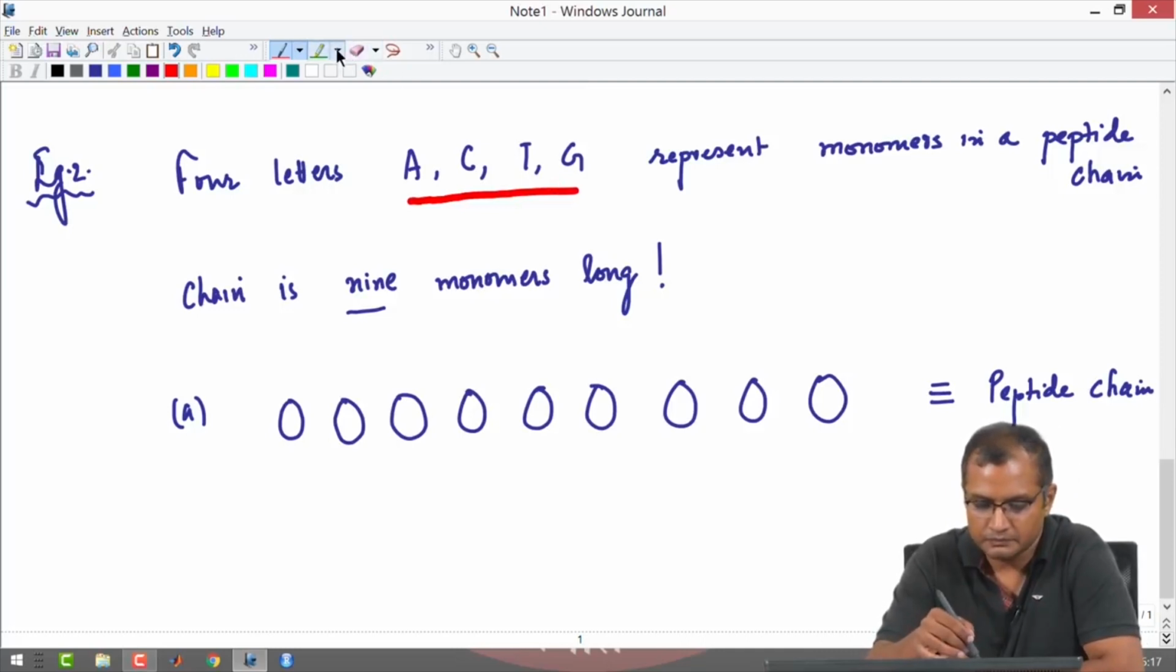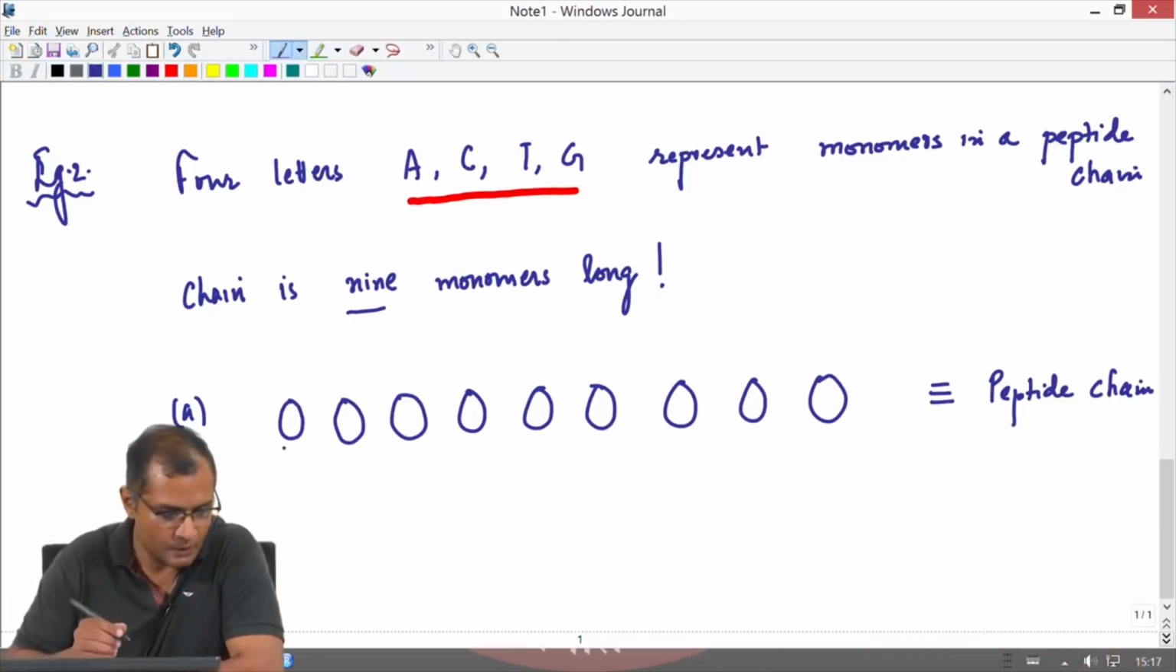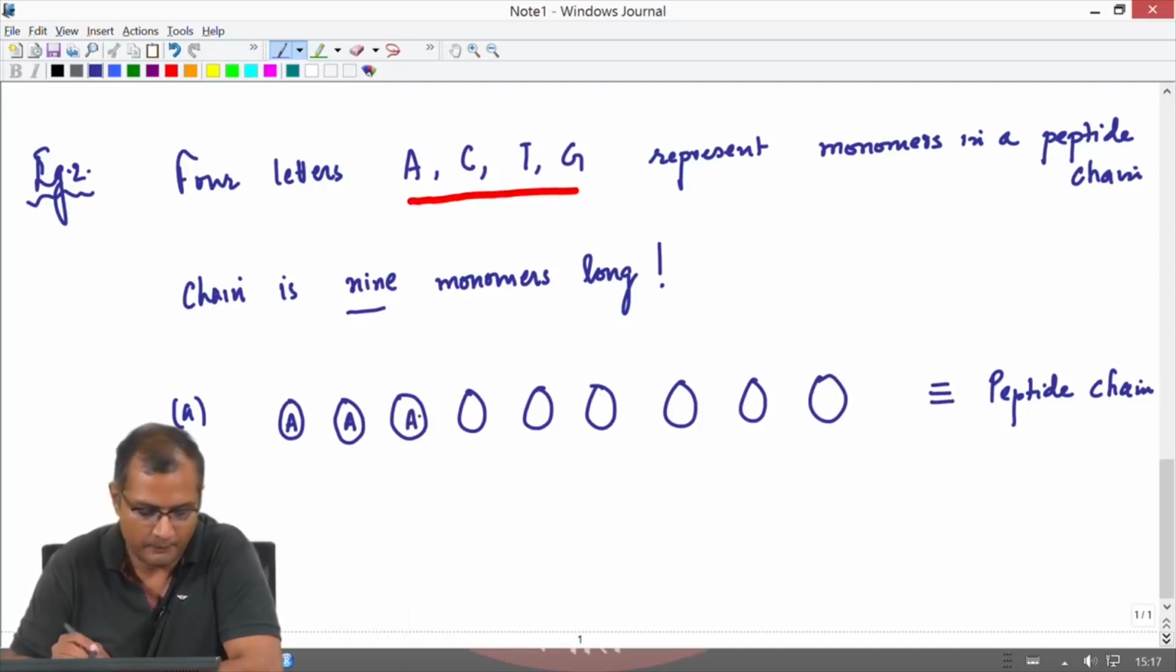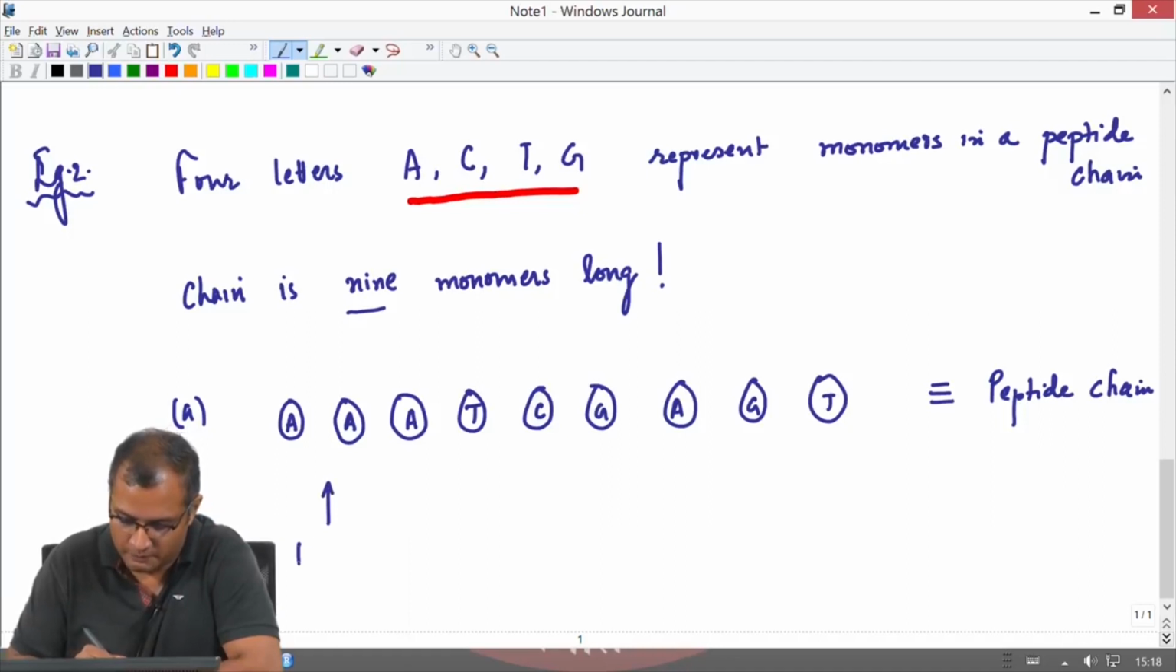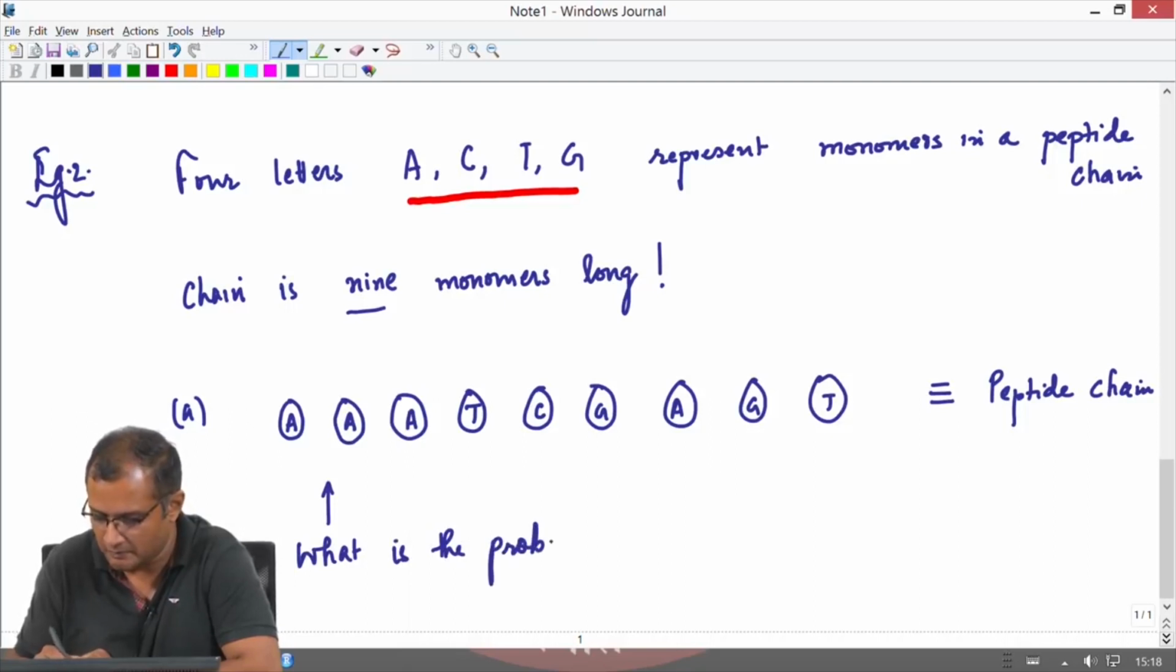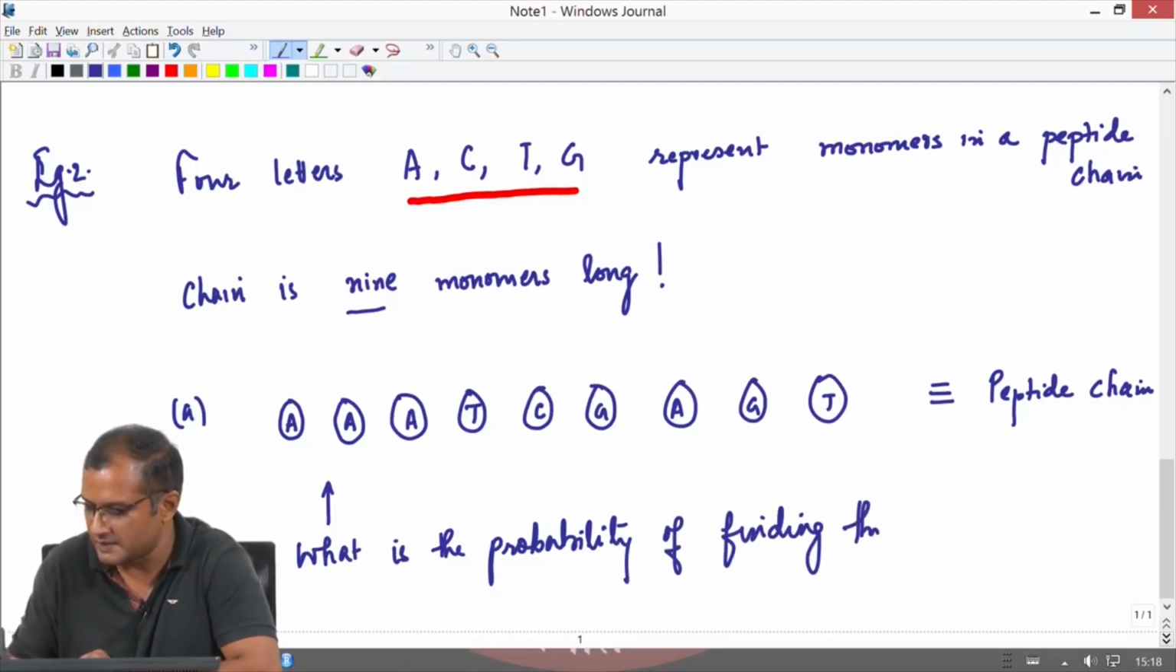Now, the question here is, what is the probability of finding a sequence A, A, A, T, C, G, A, G, T. Okay. So, what is the probability of finding this sequence?